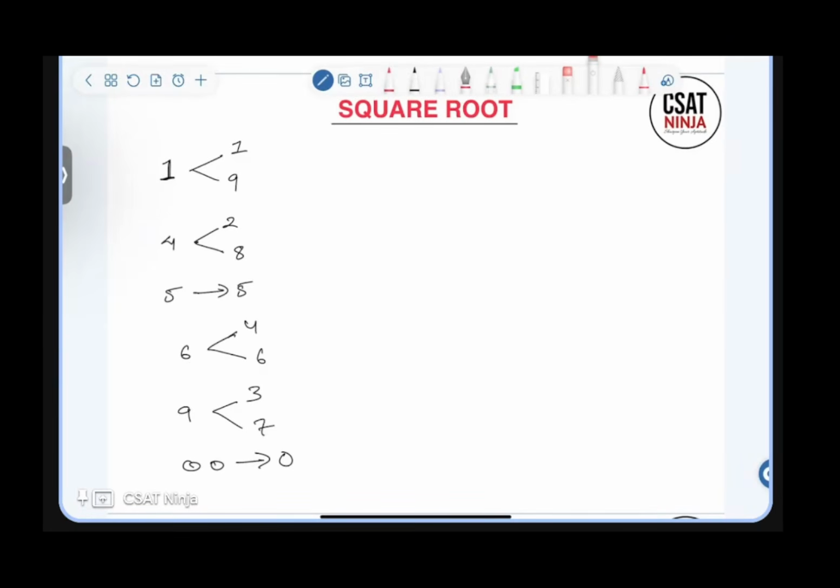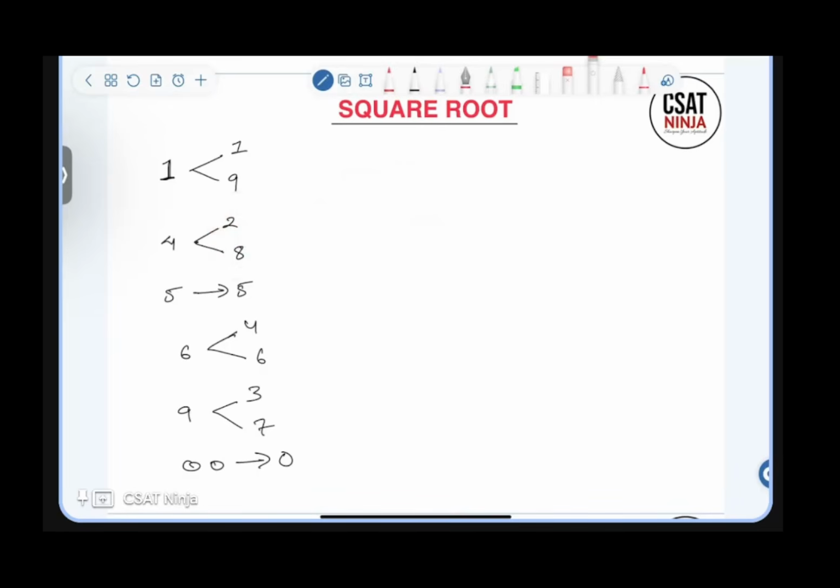If you have the square root of 1391, then the unit digit here is 1. If the unit digit is 1, then the square root of that number will have a unit digit of either 1 or 9. That's number 1. Number 2: if the number is, let's say, 244, the unit digit here is 4, so the square root of this one will have a unit digit of either 2 or 8.